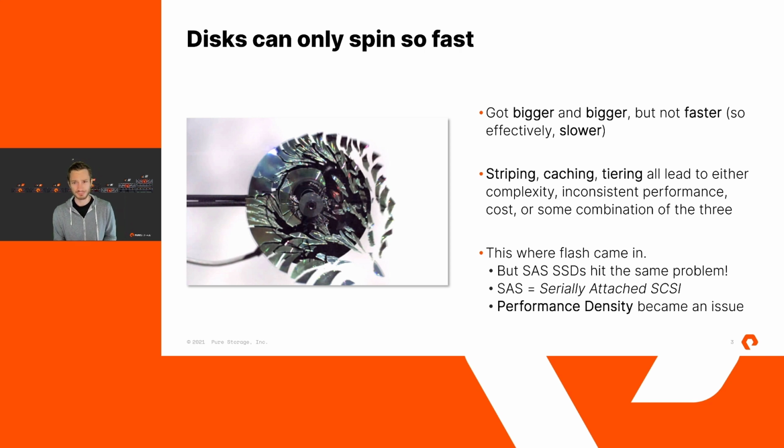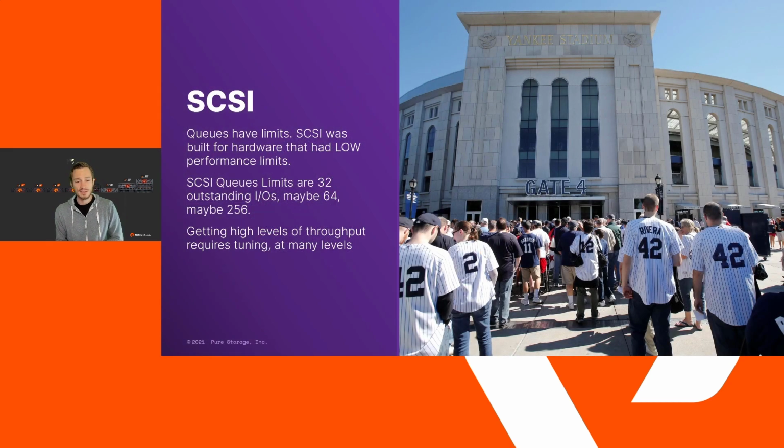But the problem with it was that SCSI was built for spinning disk. It was not built to really take advantage of the performance of Flash. And so we came into a similar problem with Flash, in that performance density became a problem because there was usually SAS-connected, serially attached SCSI, and so this old management and protocol paradigm was put on the newer technology. So we couldn't really even get the performance density out of the Flash itself. And so this still became a problem. And SCSI fundamentally is limited.